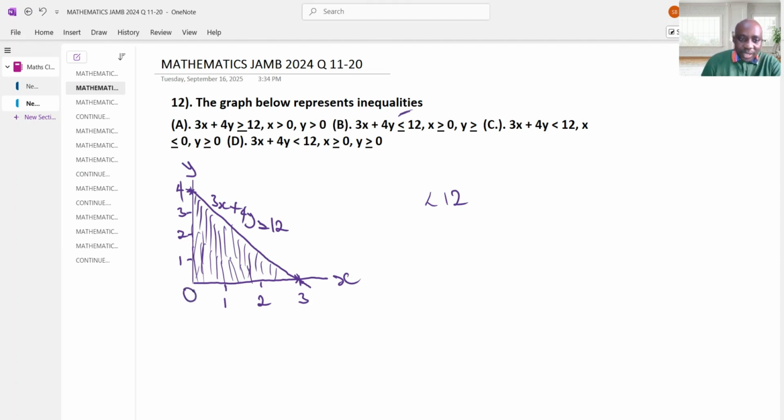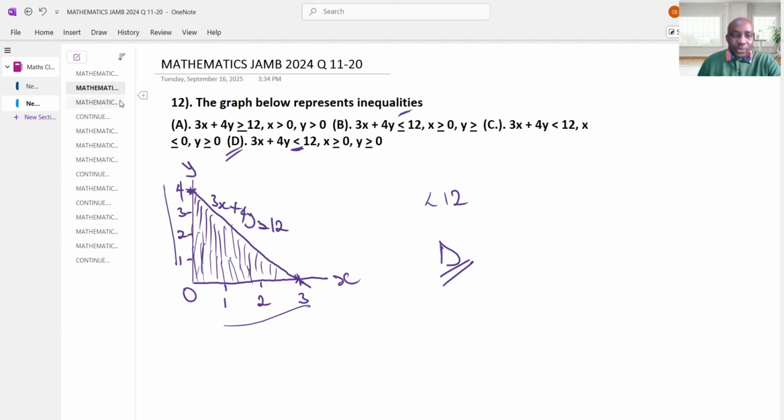The second thing we look at is that for the x-axis, 0 starts from here. We see that x is greater than or equal to 0. And the same thing, y is greater than or equal to 0, because it stops at 4 and starts from 0. Therefore, our answer is 3x plus 4y is less than 12, x is greater than or equal to 0, and y is greater than or equal to 0. Therefore, our final answer is D.